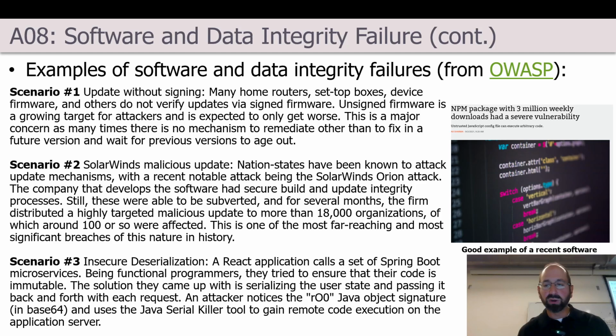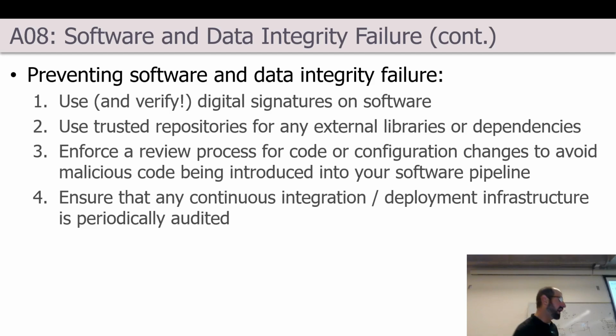That's just one example of so-called software supply chain issues, where you're building software and you don't really have much trust in the underlying components. There are several dozen such examples. I expect this to be considered a bigger issue in future iterations of this top 10 list. And for that reason, option number 2 here is actually quite difficult: use trusted repositories for any external libraries or dependencies.